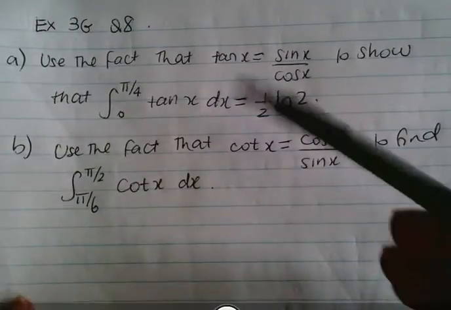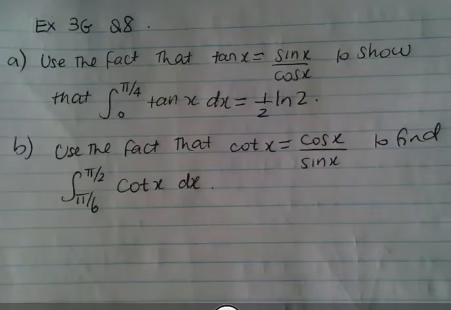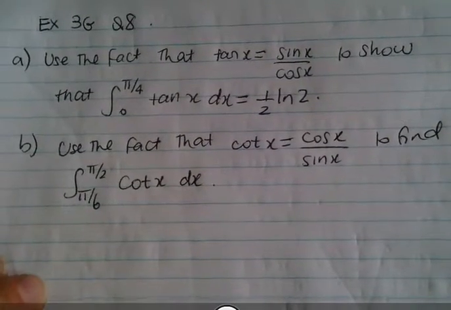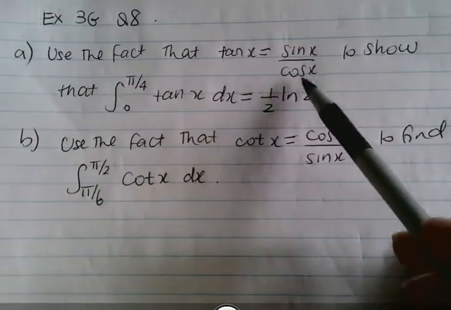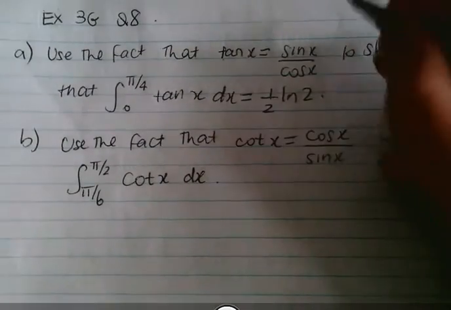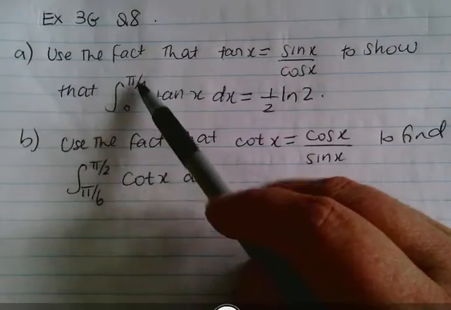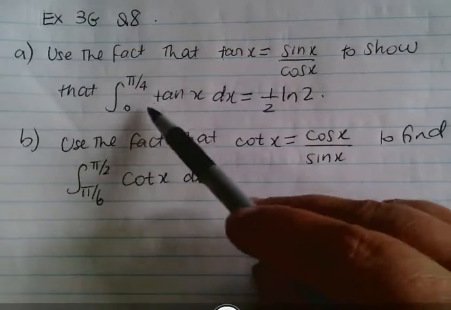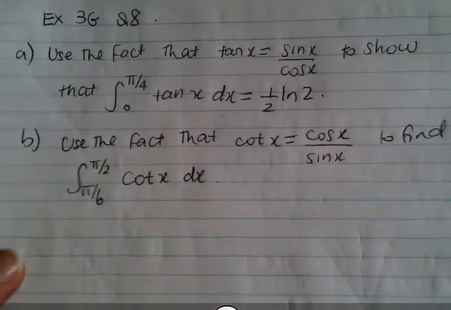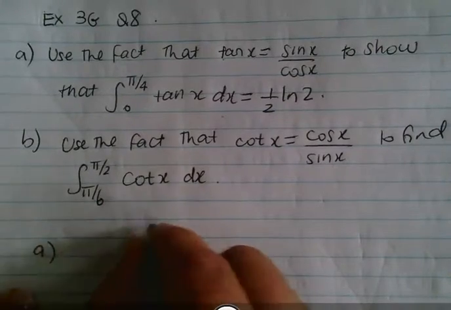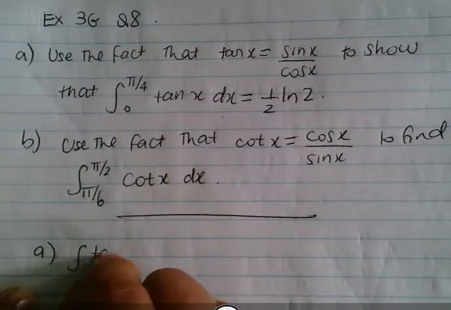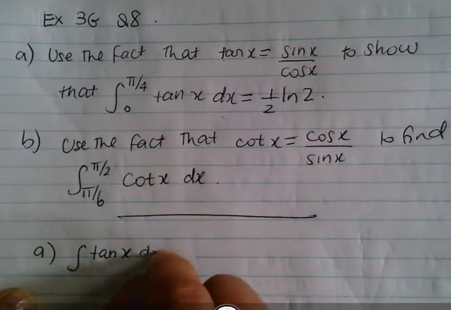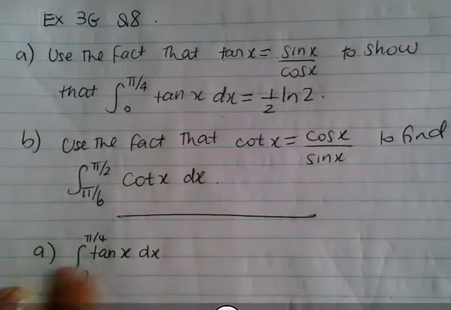Exercise 3G, question 8. Notice we hadn't been integrating tan, only sec squared. So we can integrate tan. So using the fact that tan of x is sine x on cos x, use that fact to show that the integral between pi on 4 and 0 of tan of x dx is a half ln 2. So I'm going to start doing that down here. So the integral of tan of x between pi on 4 and 0.